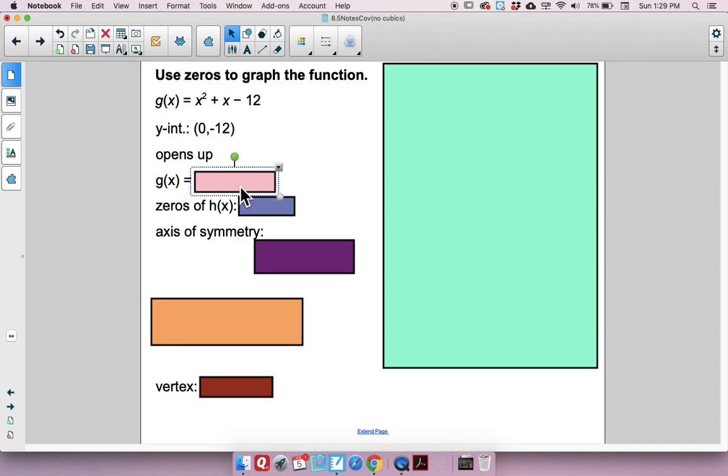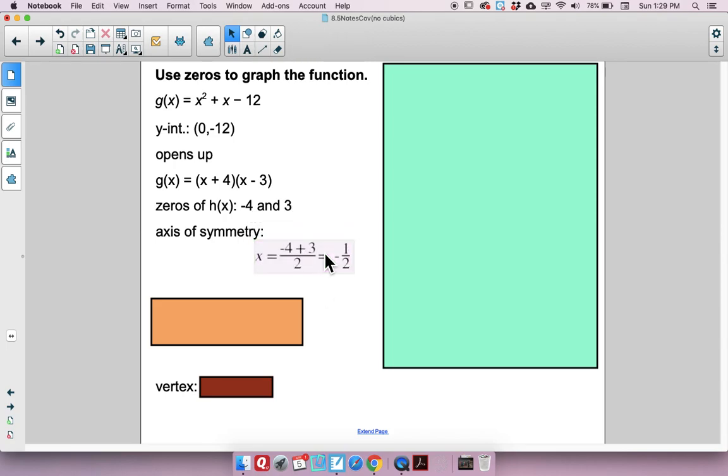So hopefully you factored and got x plus 4, x minus 3. What are our zeros going to be? Well, this is the same as x minus negative 4, so negative 4 and 3. Axis of symmetry, right? It's just the mean of those two. So what's the mean of negative 4 and 3? Negative 4 plus 3 divided by 2, just negative 1/2.